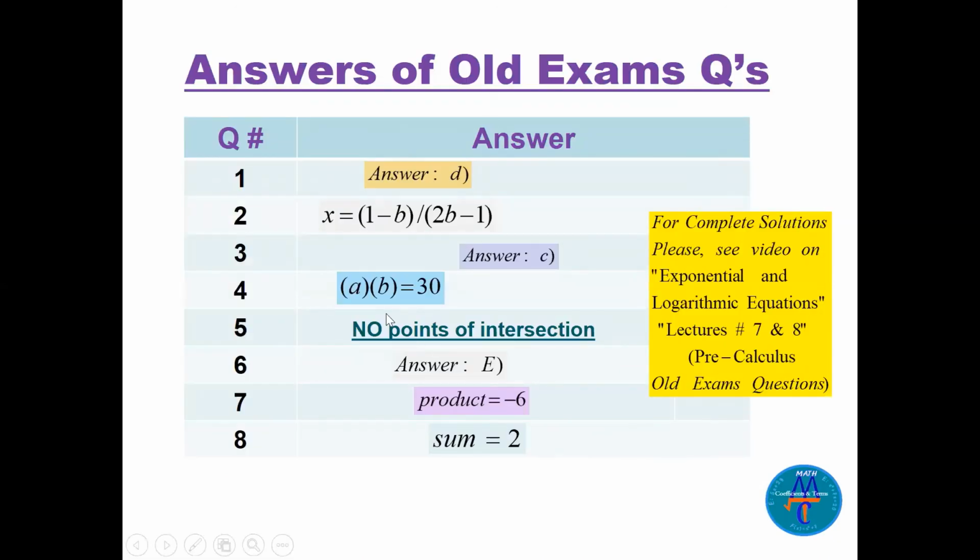Now here are all the answers for the 8 questions, the final answer. For complete solutions of these questions, you can see the video on exponential and logarithmic equations, lectures 7 and 8, pre-calculus old exam questions.